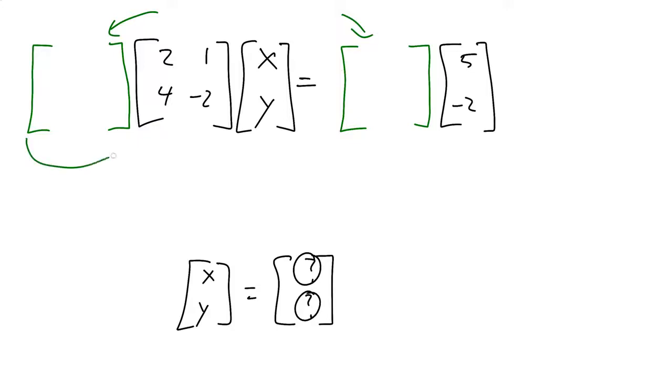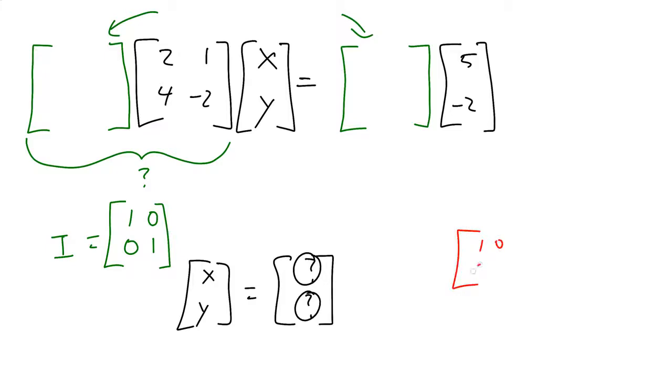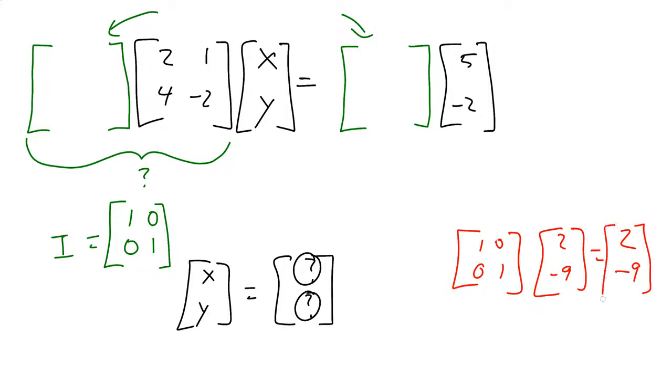So the question is, what do we need this thing to turn out to be? And the answer, you may realize, is this. We looked at this in the quick review stuff from the last segment. This here is called the identity matrix, as we know. And the identity matrix times anything is that thing, right? If I have 1, 0, 0, 1, and I multiply this by 2, negative 9, then 1, 0, dot producted with 2, negative 9 is 2. 0, 1, dot producted with 2, negative 9 is negative 9, right? So we get the same thing out.